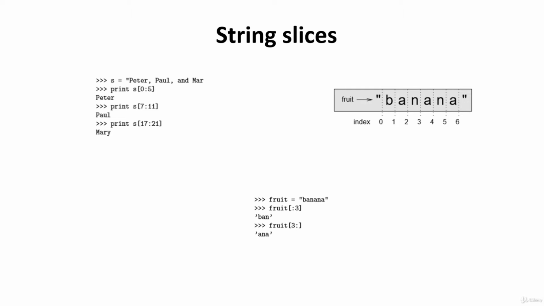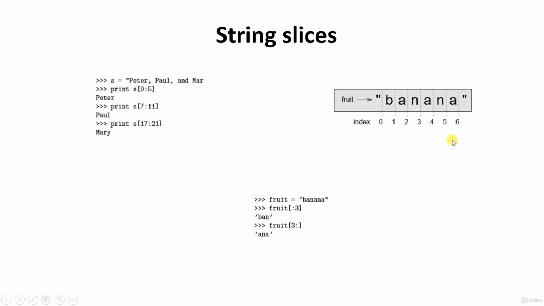The operator [n:m] returns the part of the string from the nth character to the mth, including the first but excluding the last. This behavior is counterintuitive. It makes more sense if you imagine the indices pointing between the characters, as in the following diagram. This diagram is a test.